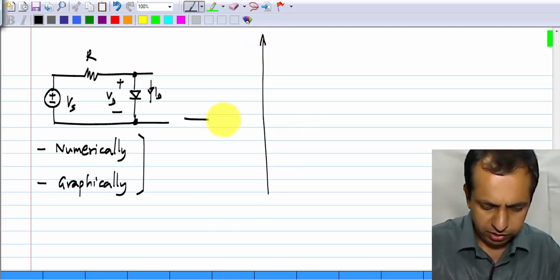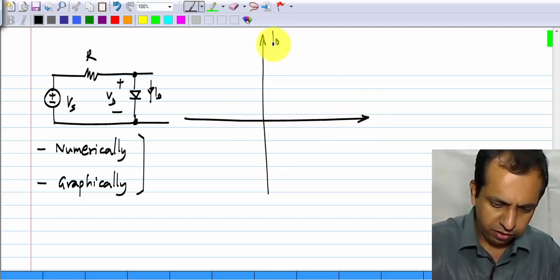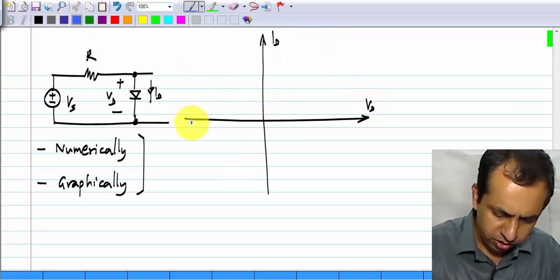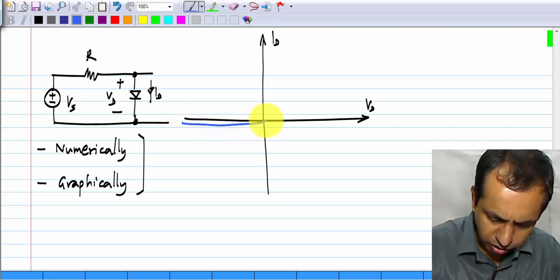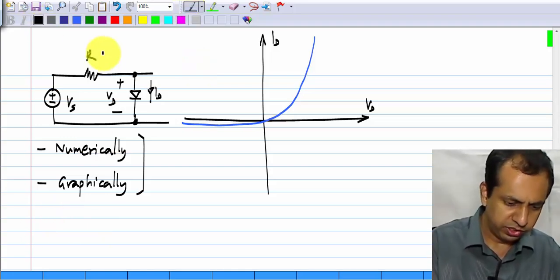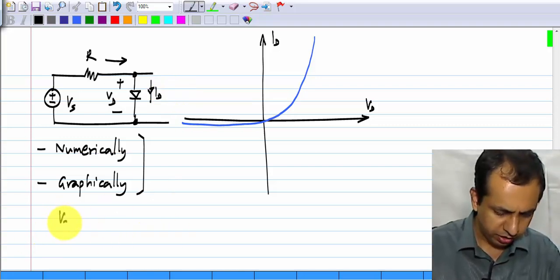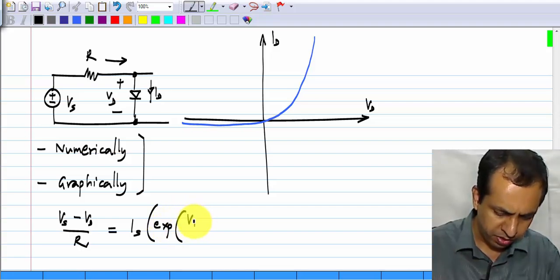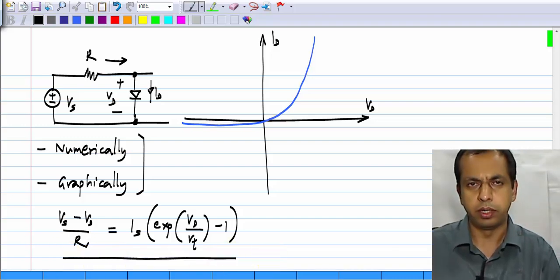I will repeat the graphical solution which we had got. Essentially, we are solving for this equation, the current in the resistor being equal to the current in the diode. The current in the resistor is Vs minus Vd by R, and that is equal to the current in the diode, which is the diode saturation current times exponential Vd by Vt minus 1.